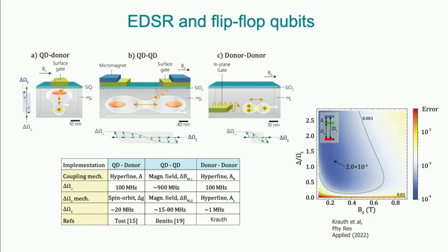So here's sort of the three different proposals, all very similar for these EDSR type of qubits. One between the donor and the surface, the other between two quantum dots in a magnetic field gradient, and the third one there with basically two quantum dots that are both fabricated. Now, when you think about these devices, one of the most important factors is the change in field in the Z direction, if you like, that you feel as you go from one site to another.